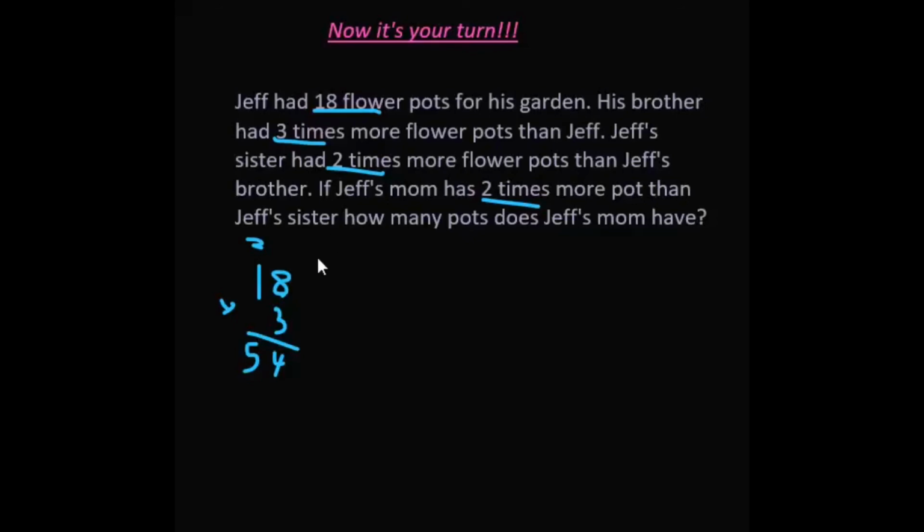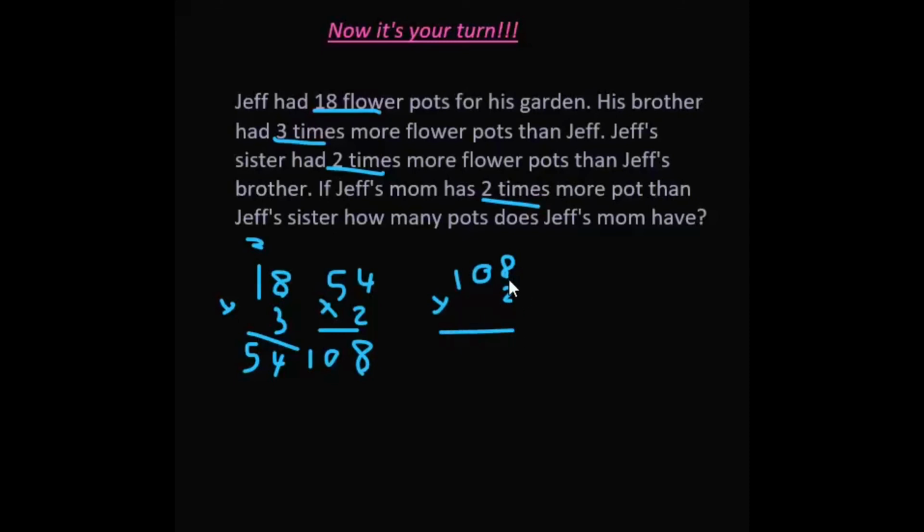Okay, so now we have to do 54 times 2. Okay, so now we have to do 4 times 2, which is 8, and then 2 times 5, which is 10. Wow, they must be really into gardening. 108 pots. Okay. Oh my gosh, it's only going to get bigger. So now it says that Jeff's mom has double, or 2 times more than his sister. So that's 108 times 2.